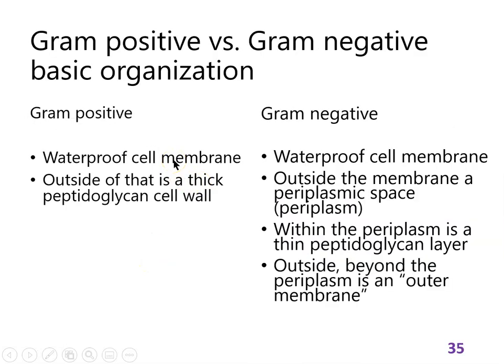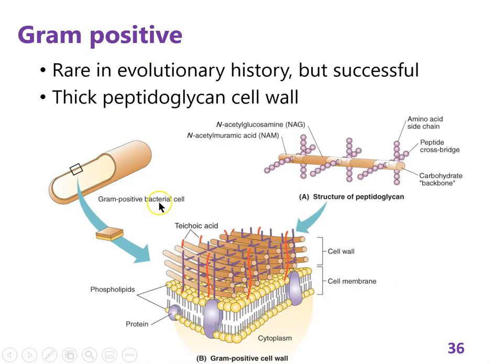We can compare gram-positive to gram-negative cells, and we're going to see they do have a different structure. What they have in common is the waterproof cell membrane. But then if you look outside that, what you see is different. So if you look just outside a gram-positive cell membrane, you see a thick peptidoglycan cell wall. And that's what's in this slide. So it's a rod-shaped cell. And what do we call those? What's the cell morphology called? 3, 2, 1, pause.